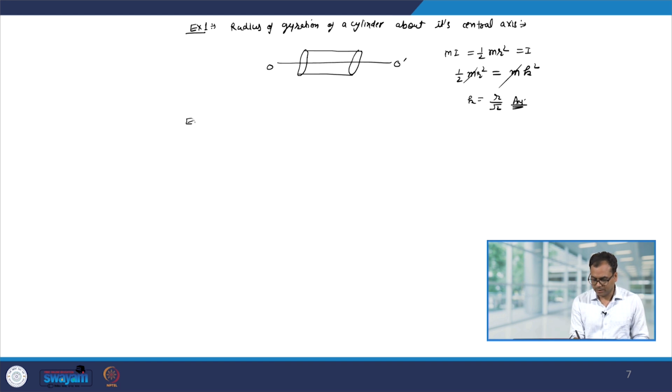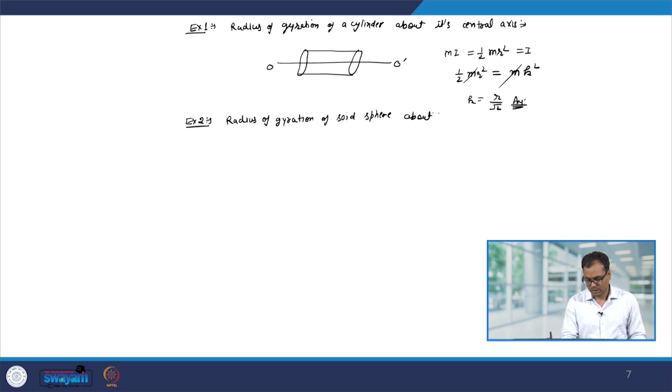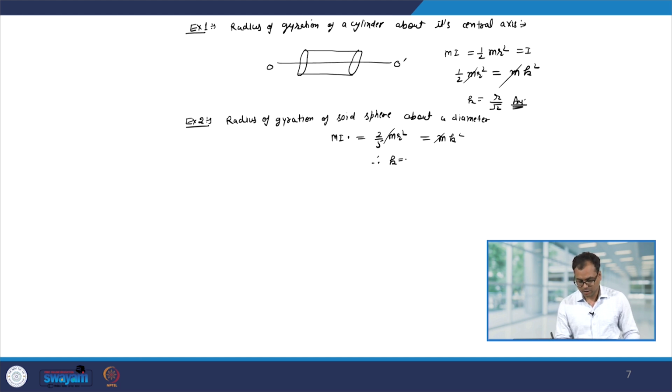Let us look at another example. Let us say radius of gyration of a solid sphere, about a diameter. So, the moment of inertia of a solid sphere is 2 by 5 m r square. Let us put this equal to m k square. So, m will get cancelled. So, from here k comes out to be square root of 2 divided by 5 into r.